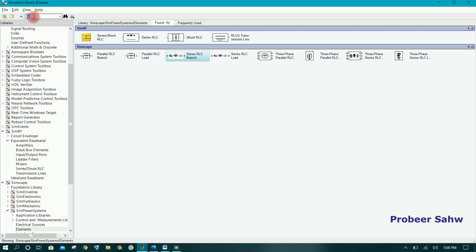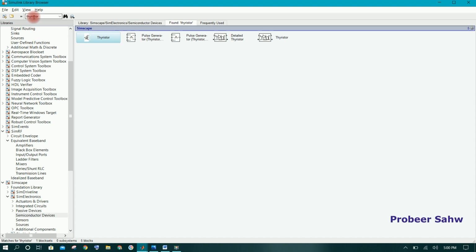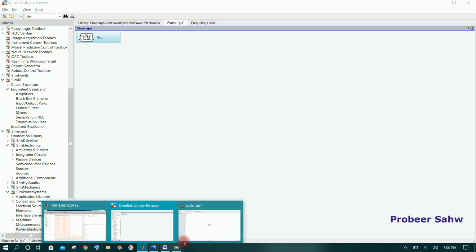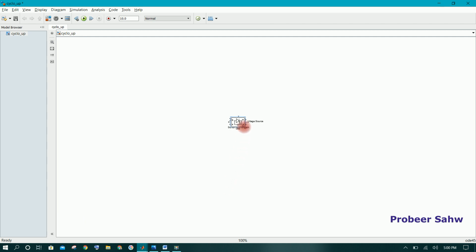Remember, in cycloconverter's step-up operation, we require forced commutation. So either we can have thyristor and create separate circuit for forced commutation, or for simplicity we can use GTO in our model. So we are going to use GTO in our model. GTO is gate turn off thyristor. It turns off easily whenever a negative pulse is applied to this thyristor.